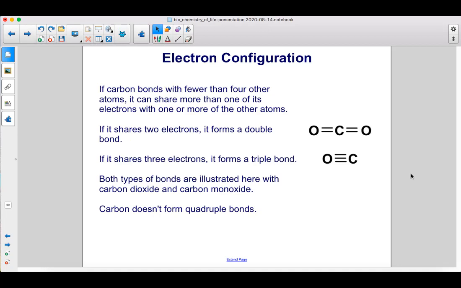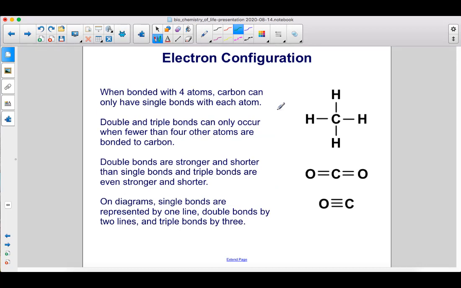If carbon bonds with fewer than 4 other atoms, it can share more than one of its electrons with one or more of the other atoms. If it shares 2 electrons, it forms a double bond. If it shares 3 electrons, it forms a triple bond. Both types of bonds are illustrated here with carbon dioxide and carbon monoxide. Carbon doesn't form quadruple bonds.